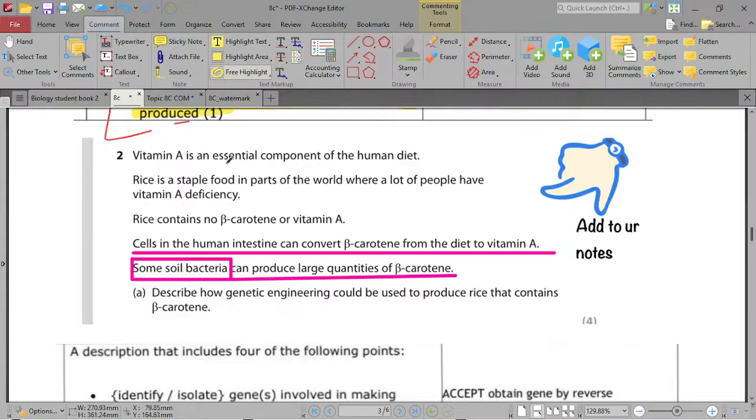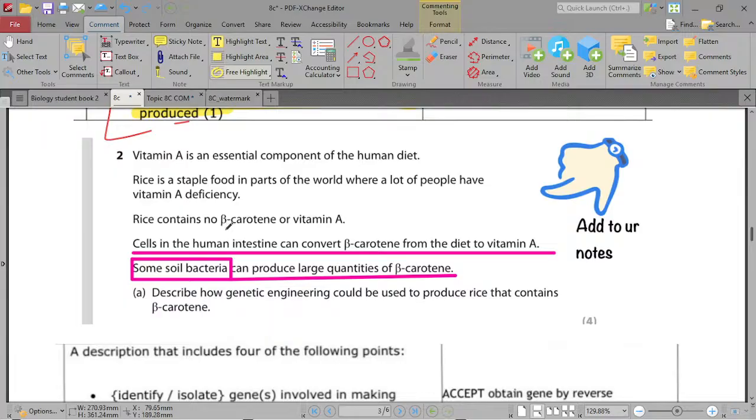Vitamin A is an essential part of the human diet. Rice is a staple food in parts of the world where a lot of people have A deficiency. Rice contains no beta-carotene or vitamin A. Cells in the human intestine can convert beta-carotene from the diet to vitamin A. Some soil bacteria can produce large quantities of beta-carotene. Explain how genetic engineering can produce rice that contains beta-carotene.